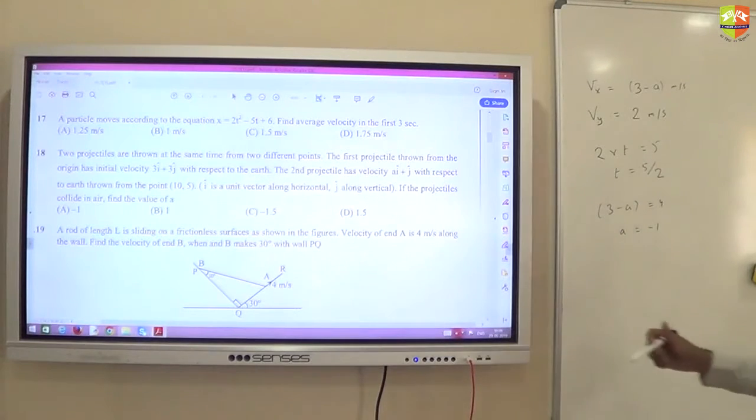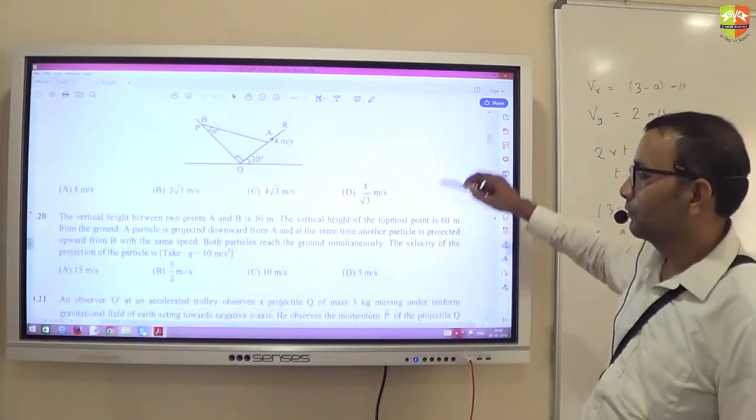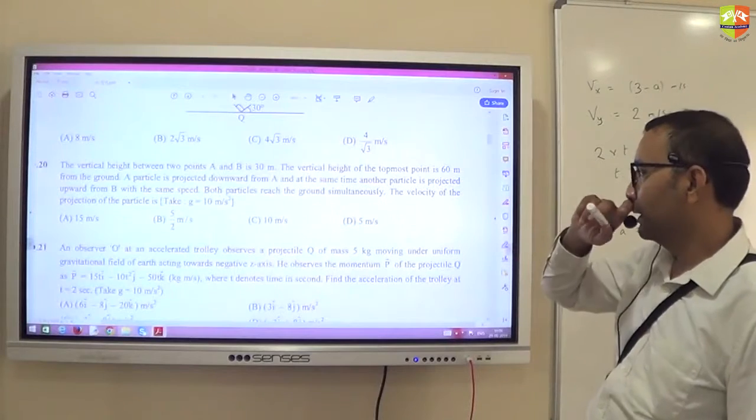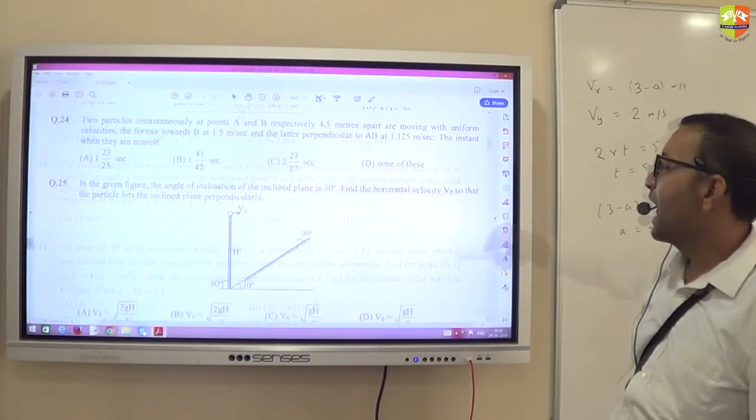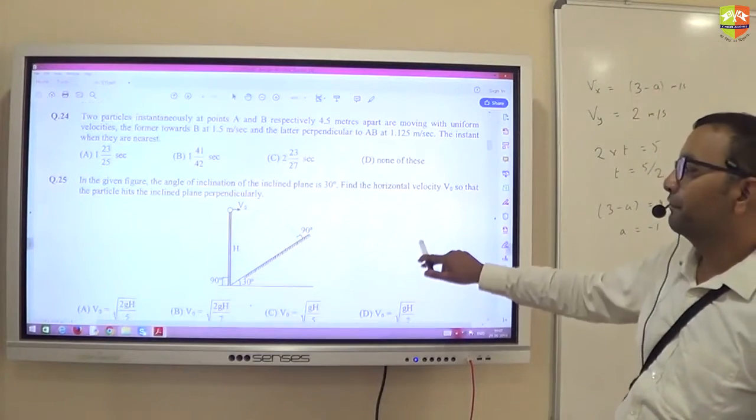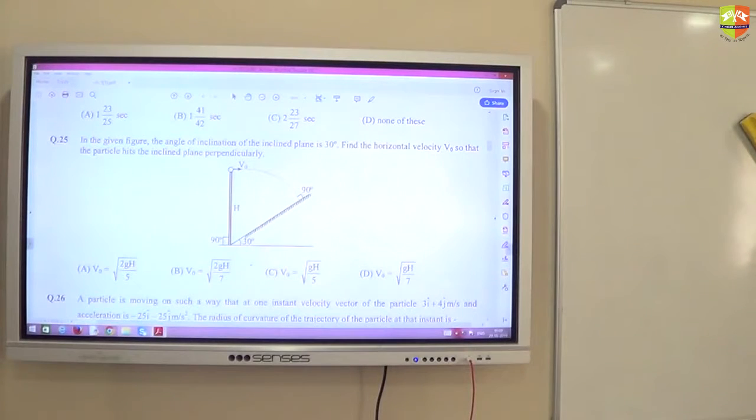Okay. Now they are getting better ones. 25. Yes, sir. Again, you equate the horizontal component of velocities, and then the vertical component. Okay, let me solve it now.